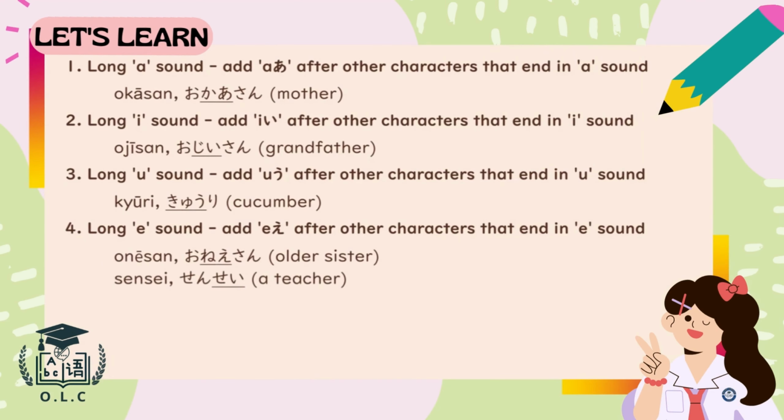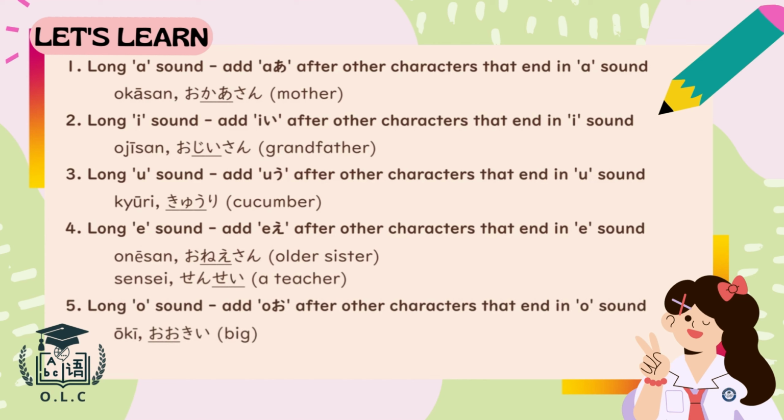A good example is the word for a teacher. The final character is e, but this character is not pronounced, and instead we pronounce the vowel sound in se as a long vowel sound. Lastly, we can create the long or sound by adding or after other characters that end in or sound. A good example is the word for big.